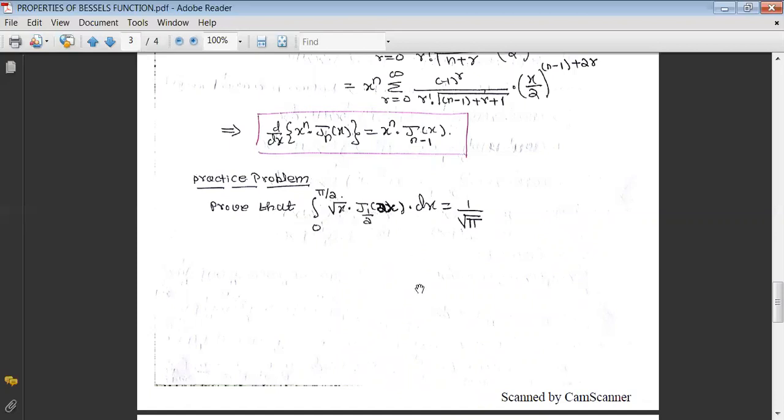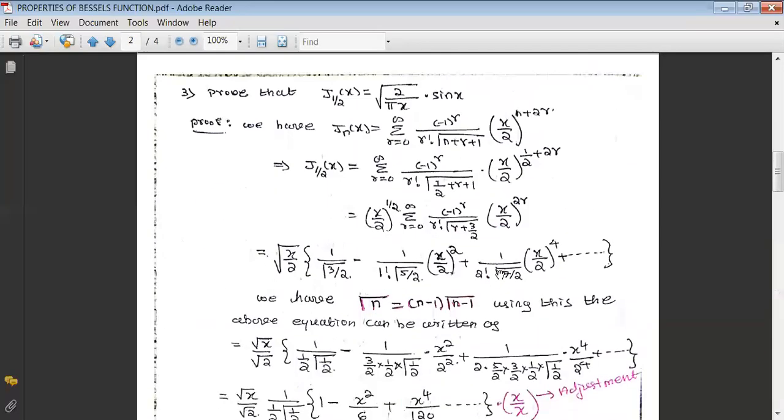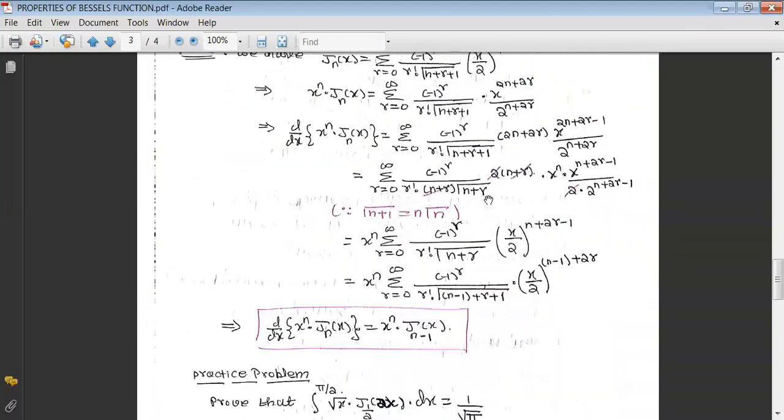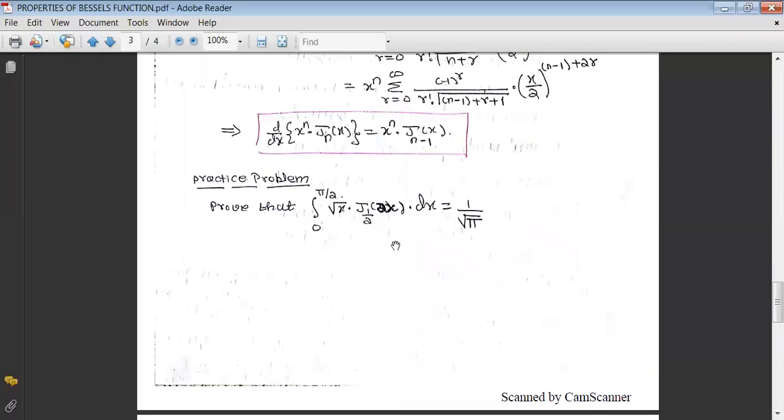We know that J half of x is root of 2 divided by pi x into sin x. And here, wherever x is there, you take 2x. Then whatever you get, you multiply that by root x. And whatever the resulting expression is, you integrate that with respect to x between the limits 0 to pi by 2. Definitely it results in the value 1 divided by root pi. Try to work this out by considering the expression for J half of x as root of 2 divided by pi x into sin x, and by replacing x by 2x.